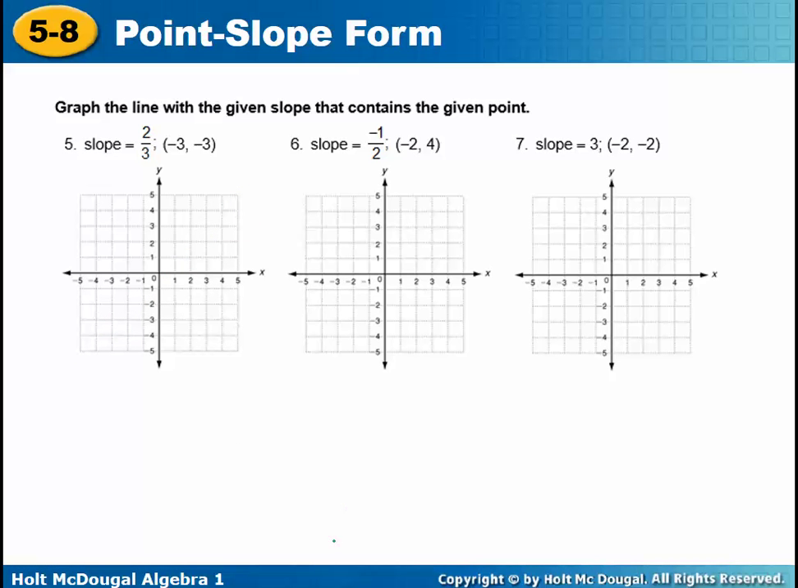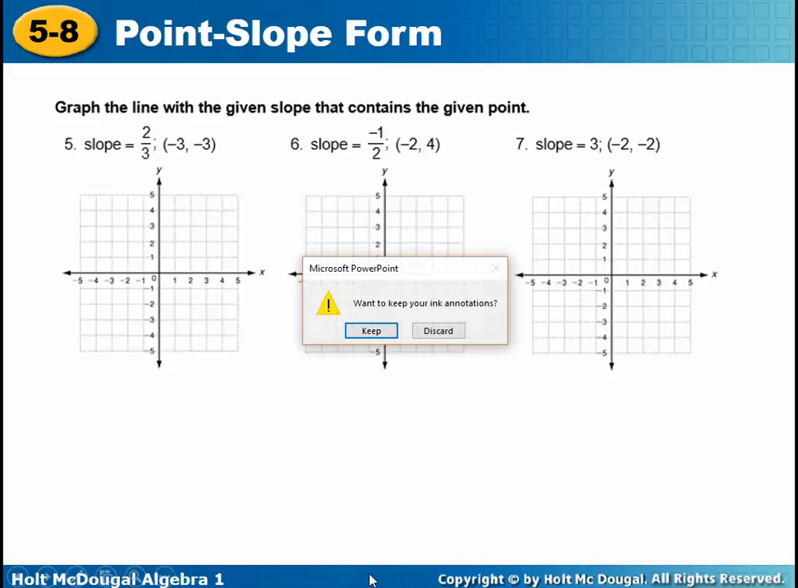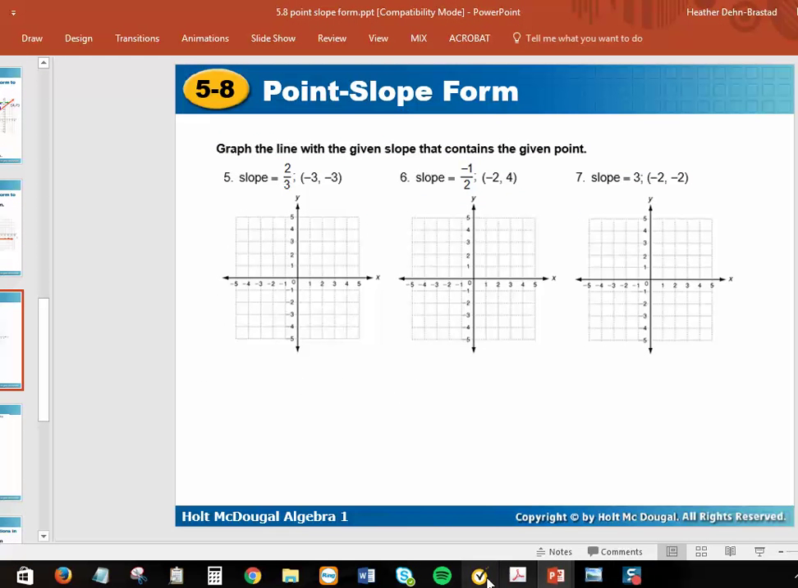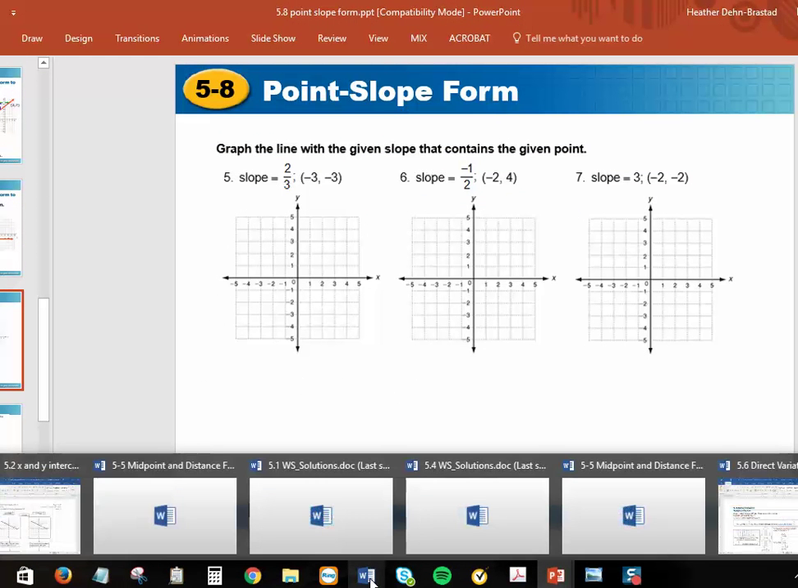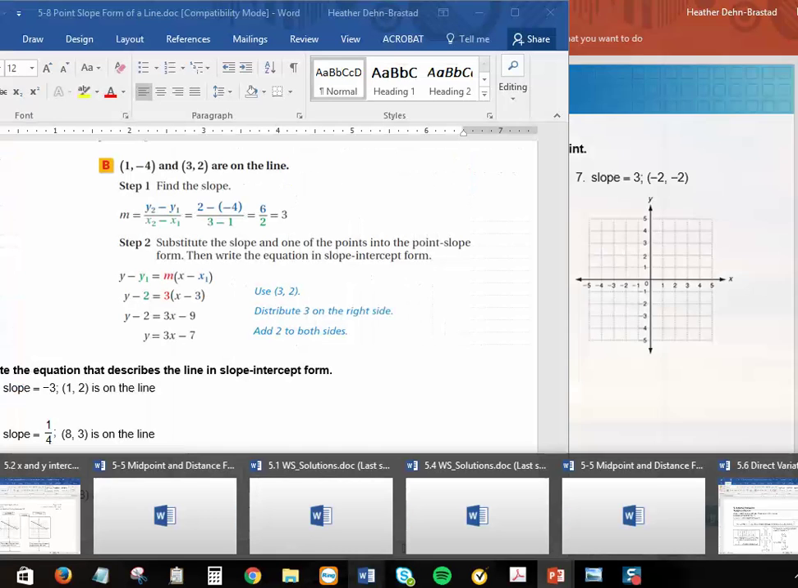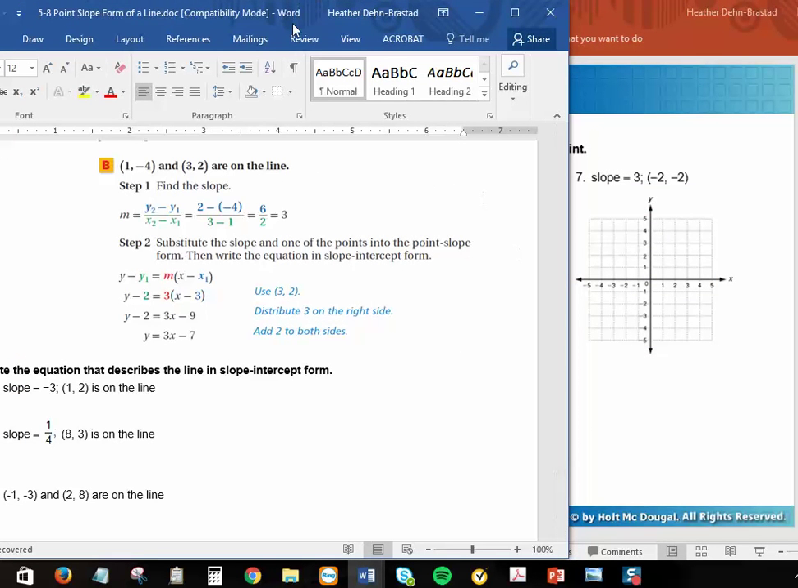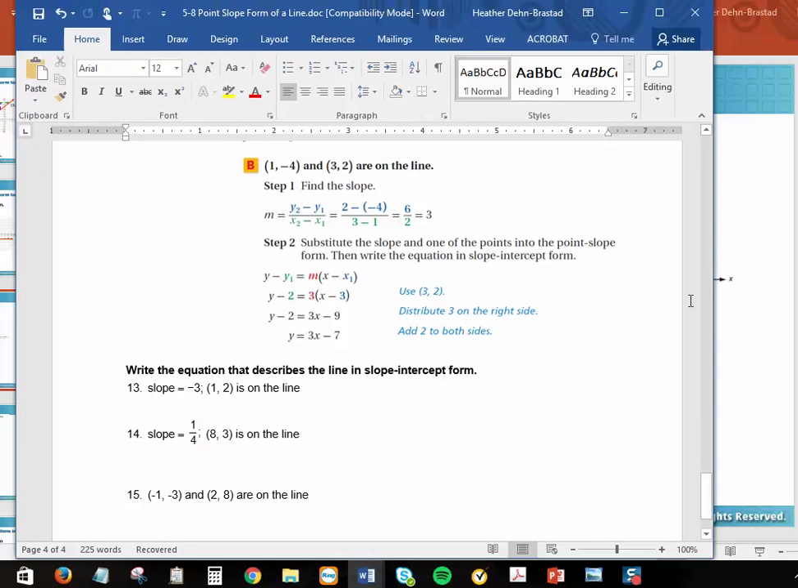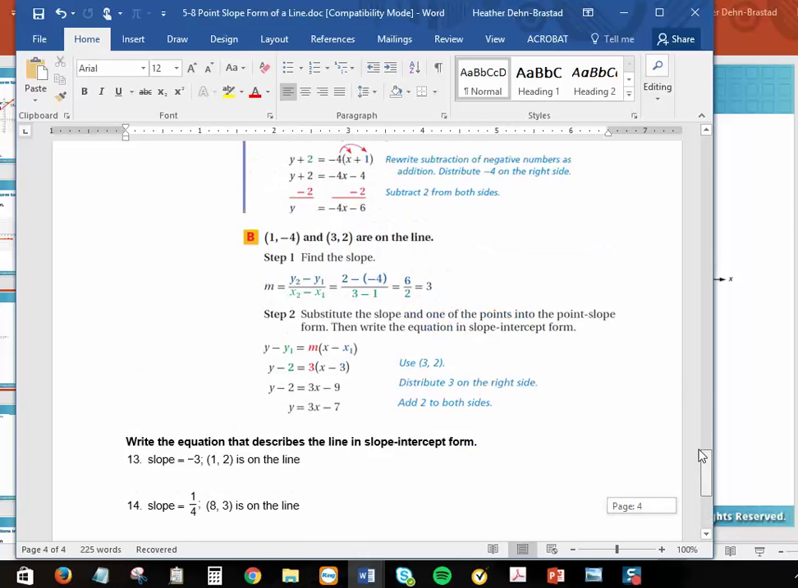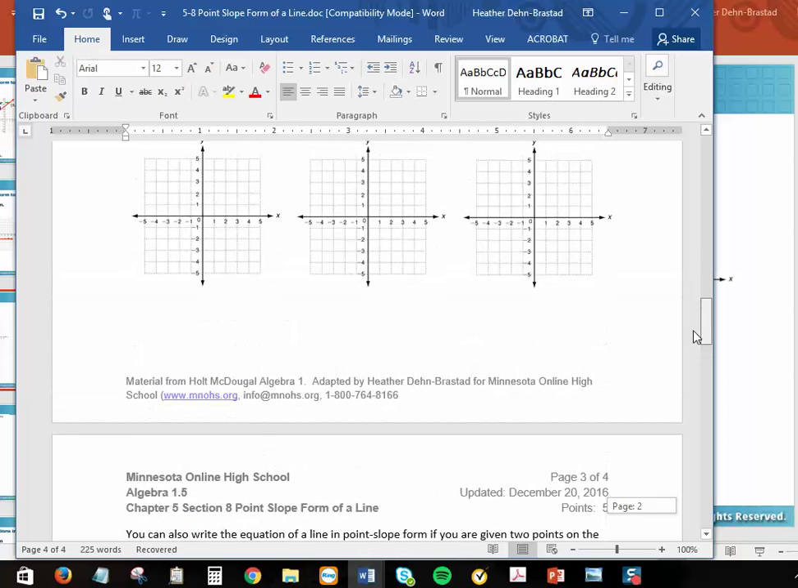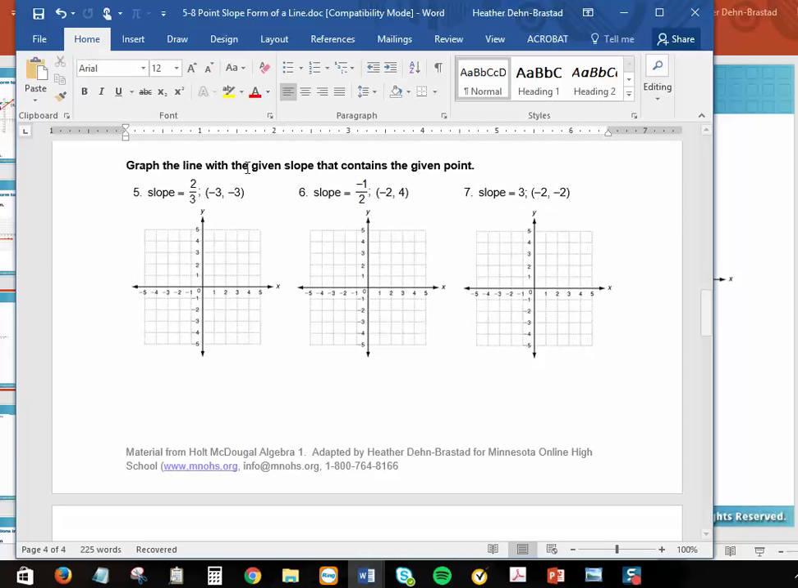You can actually do this in Word, which is your program. Let me open up your worksheet. Here we go. This is number 5, 6, 7. I'm going to show you how to do this in Word. Okay, so the point is -3, -3.